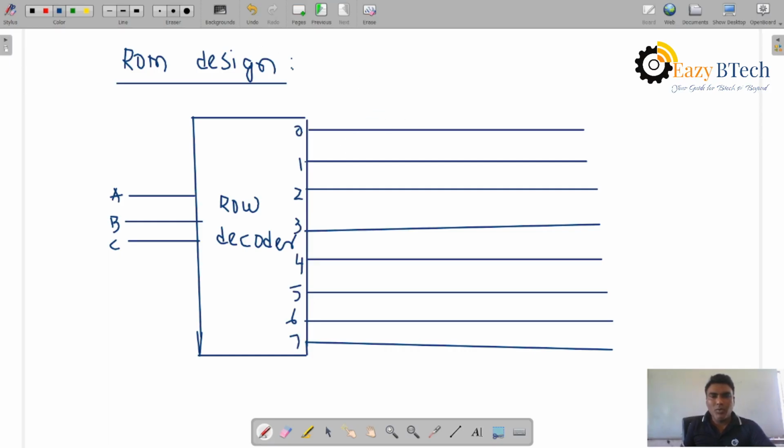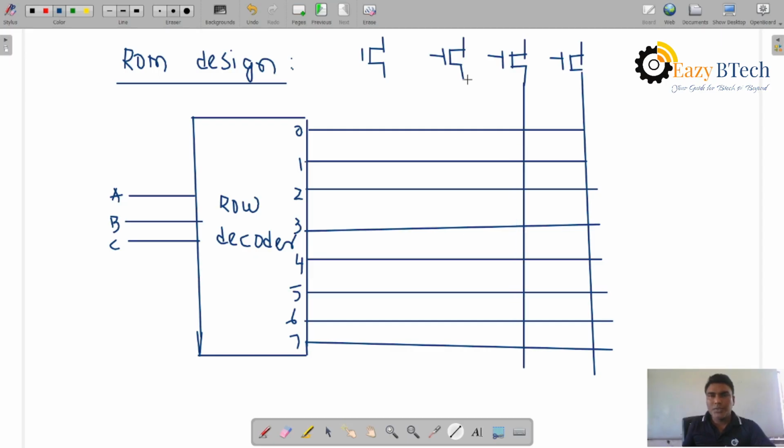Let us see the above one. Here we are using a PMOS. The above is a PMOS design. For each address, the data is stored at the output. The output lines are from a 3 to 8 decoder. It is a 3 to 8 decoder.